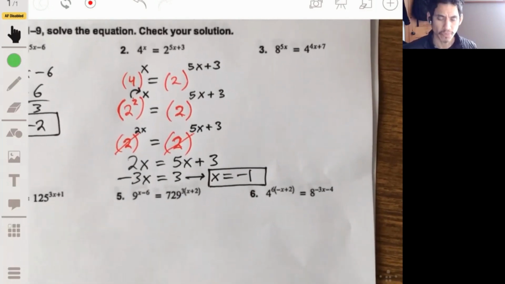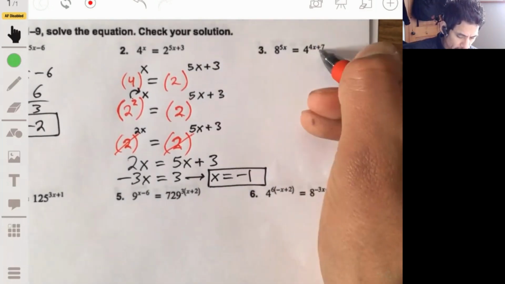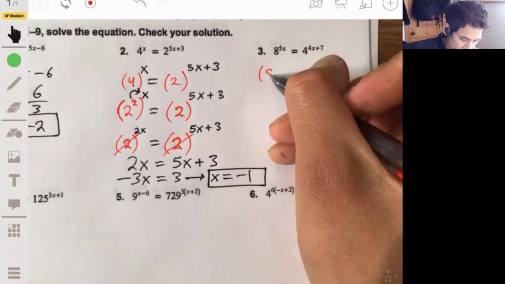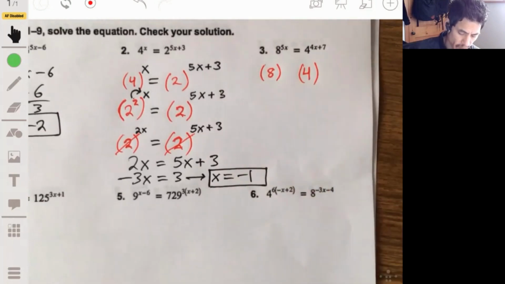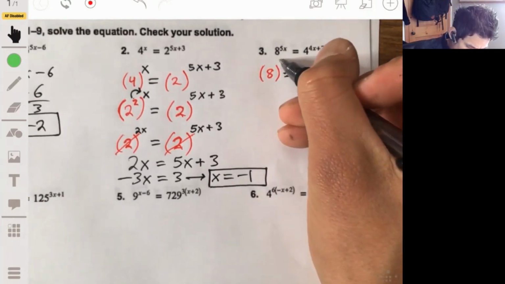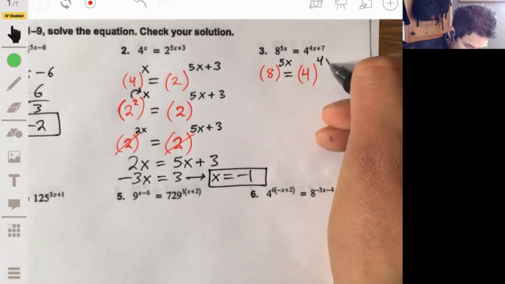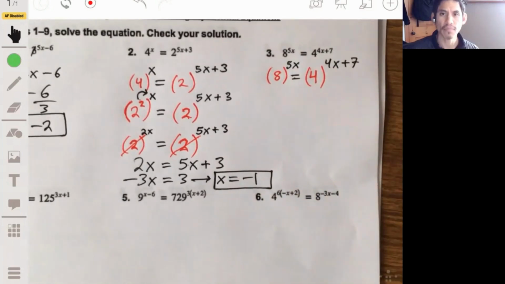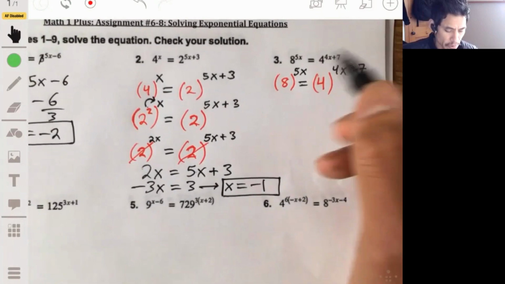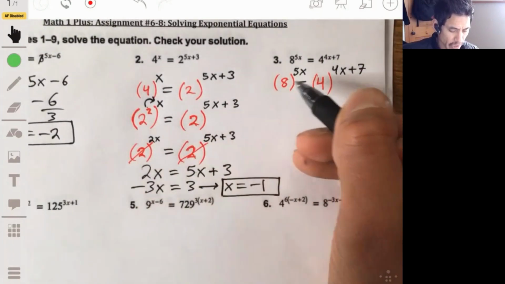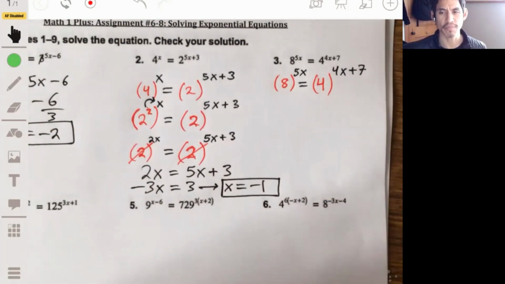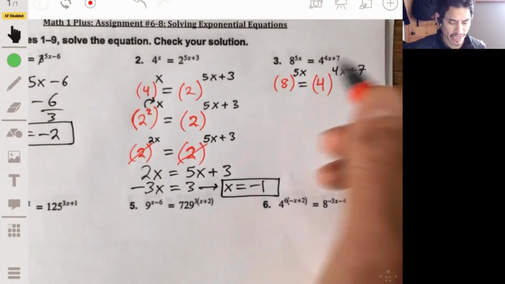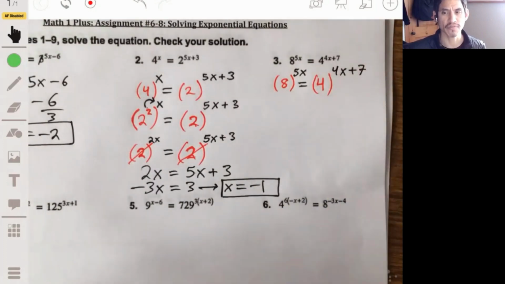Problem 3. Okay, another example where we have bases that are different. On the left side, we have a base of 8. And on the right side, we have a base of 4. So we got to make those bases equal. We got to make them both the same. And so what we want to think is, what number can 8 and 4 be raised from to have the same base? And at this level, when you're first learning exponents, you're not going to get very complicated numbers.